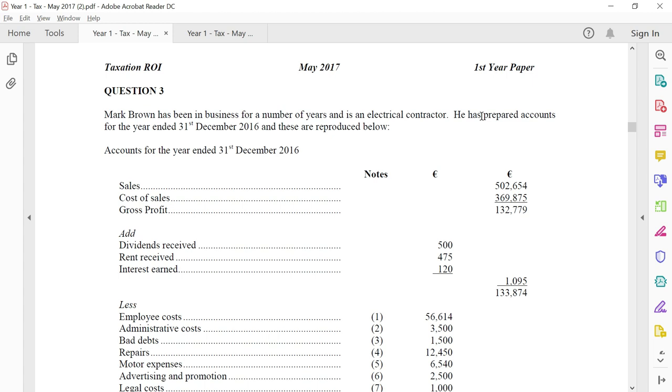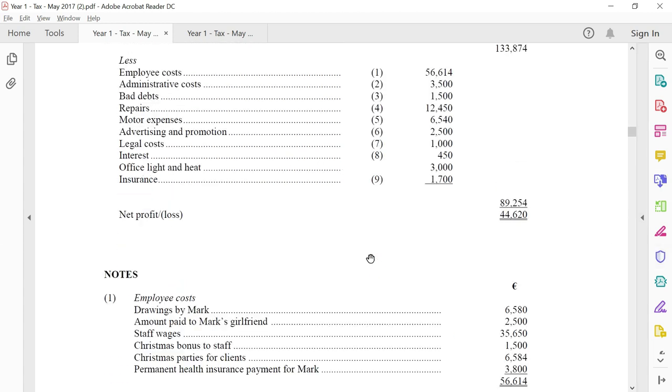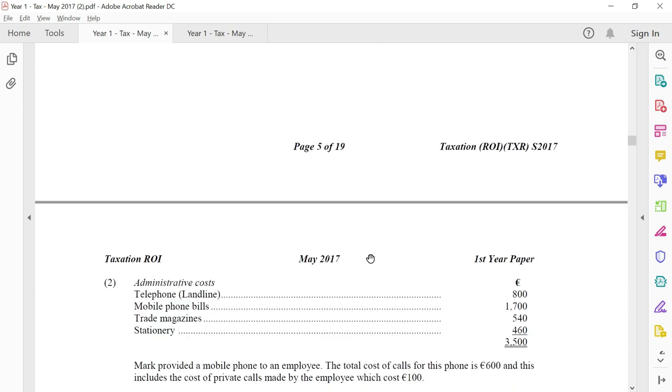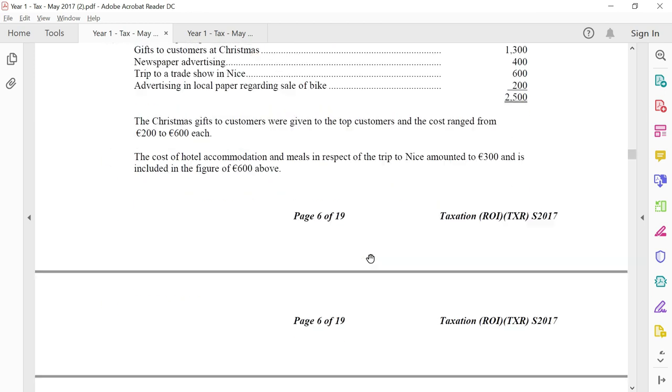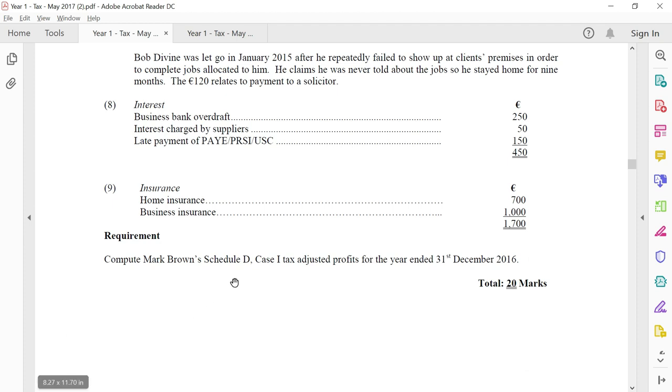What we're going to cover today is year one. It is a taxation paper from the summer or May 2017. What I want to do is the add back question, or the question, to give it its proper name, will require me to calculate a tax adjusted case 1 or case 2 profit for a particular year.